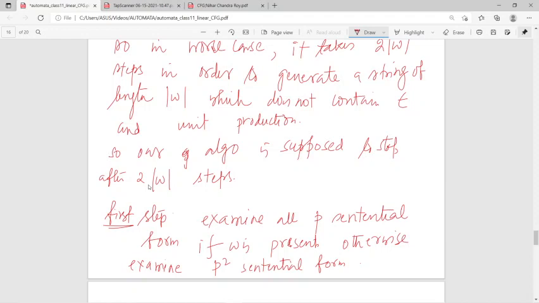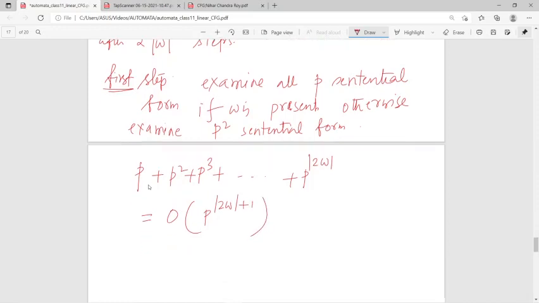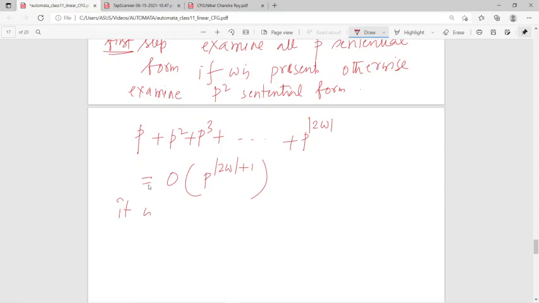Now I have to check this P squared sentential form against w to see whether it matches. Then again P cubed sentential forms. So the algorithm will take P plus P squared plus P cubed, and it will run up to P to the power 2w. So the complexity is near about P to the power 2w plus 1, and of course that is nothing but exponential complexity, and exponential complexity is not a very good thing.